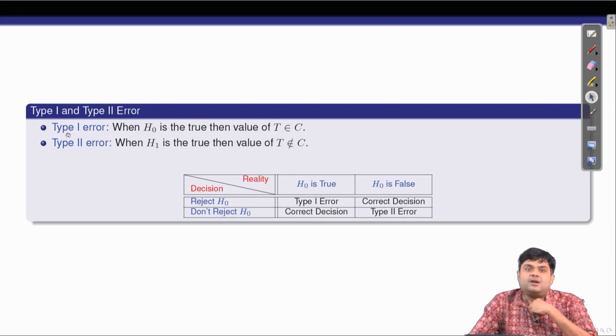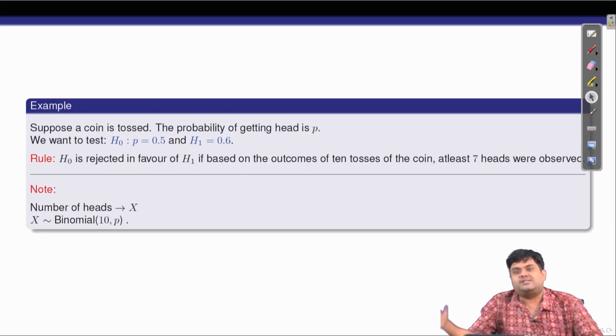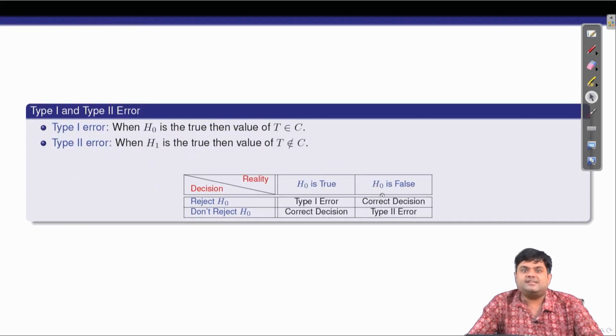So, type 1 error and type 2 error. Type 1 error is when H0, the null hypothesis, is true and the value is inside the critical region, that is, wrongly rejecting the null hypothesis. Type 2 error is when H1 is true and the value is not inside the critical region, that is, wrongly accepting the null hypothesis, or wrongly not rejecting the null hypothesis. Basically, H0 true, reject H0: type 1 error. H0 false, do not reject H0: type 2 error.